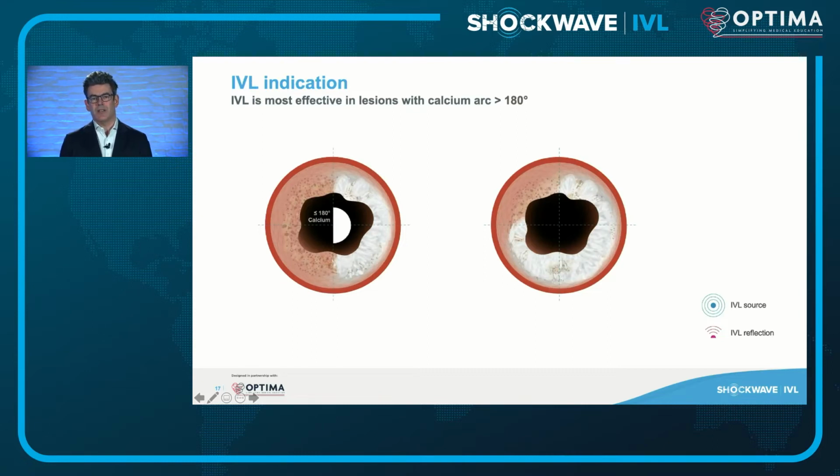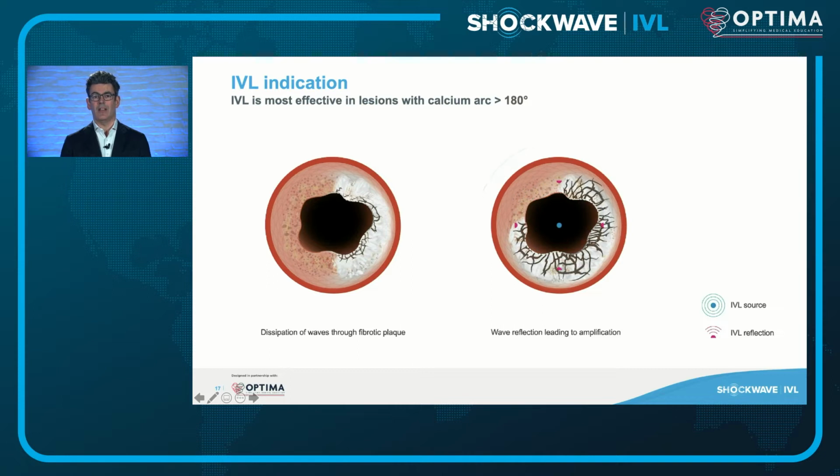So once it's been delivered to the calcified area, then you can deliver the energy. Now, IVL is most effective in lesions with a calcium arc of more than 180 degrees. And so when the energy is delivered to a lesion where there is less than 180 degrees of calcium, there is dissipation of energy in the non-calcified side of the vessel. With a concentric lesion, there is wave reflection.